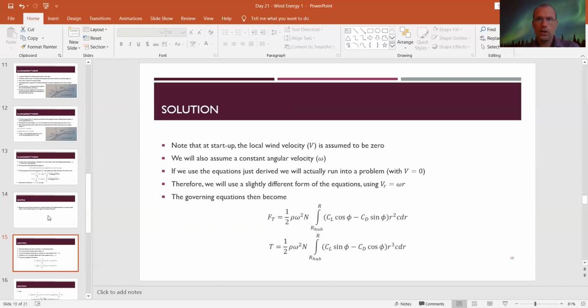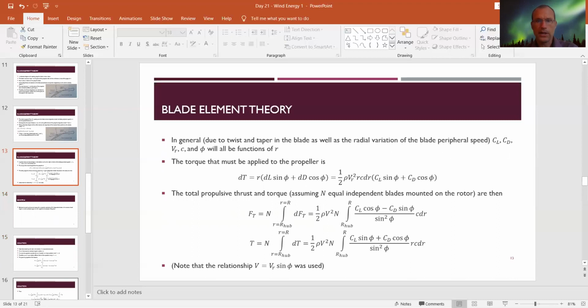Because I'm dealing with startup, my local wind velocity V is assumed to be 0 because there's no incoming velocity at startup. Also assuming a constant angular velocity, so my entire propeller is spinning at the same speed. I don't want to go with the equation I just derived. I don't want to start down here essentially because my incoming speed V is 0, and that's just going to give me 0 for both of those.